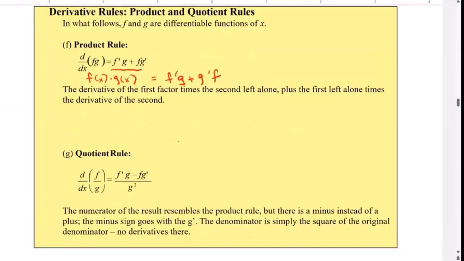So we can say if we have the derivative of a quotient, notice it's f prime g, exactly the same, minus f g prime. This is plus, the same thing as this is minus, and then we divide by the function squared. The numerator of the result resembles the product rule, but there is a minus instead of a plus. The minus sign goes with the g prime. The denominator is simply the square of the original denominator, no derivatives.